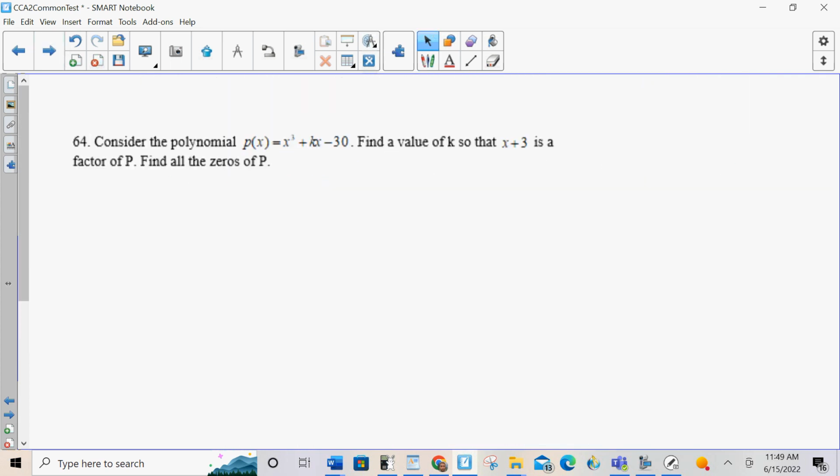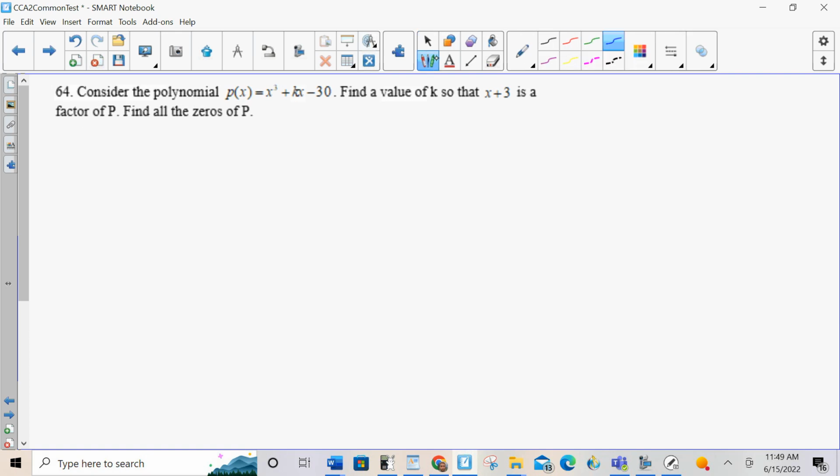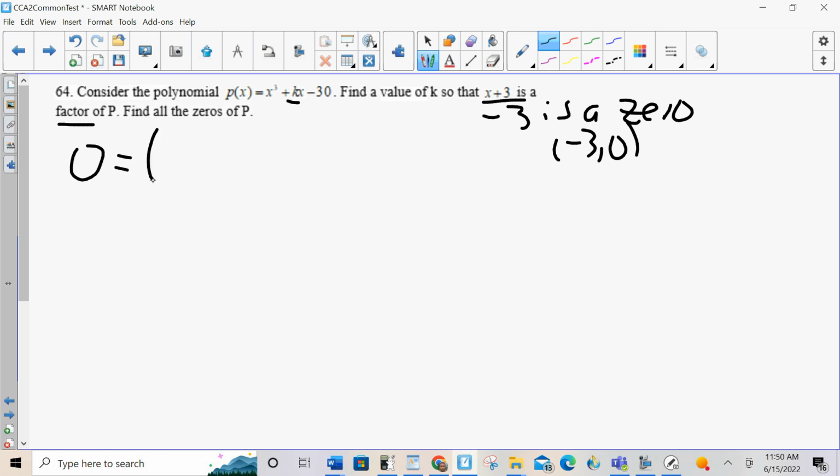64. This incorporates something that we talked about in the previous video. Find a value of k such that x plus 3 is a factor. Well, if x plus 3 is a factor, that means that negative 3 is a 0. That's the connection you need to make, which means that negative 3 comma 0 is on the graph. So to find a missing value, I can replace p of x with 0 and x with negative 3, and then do the algebra to solve for k.